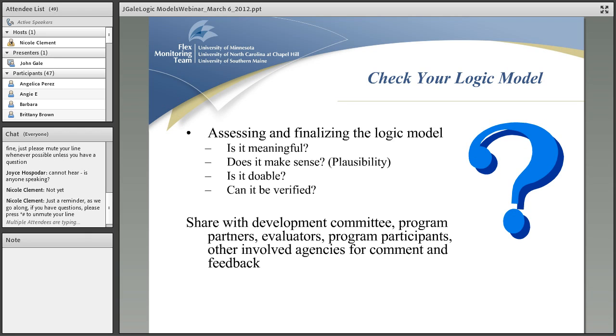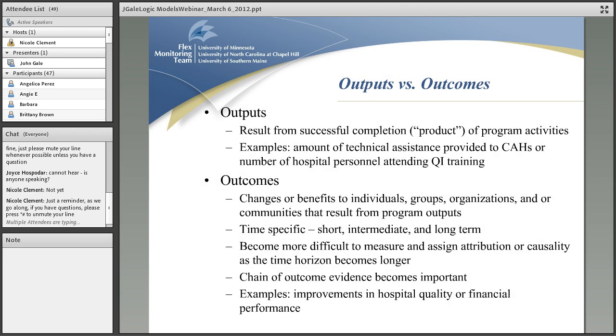And as you develop a logic model, it's always important to check it. You do that by sharing it with the program committee, with program partners, evaluators, program participants, and others involved for comment and feedback. And ask yourself some basic questions. Is it meaningful? Will it have an impact? Will it change the underlying problems? Does it make sense? Is it plausible in terms of where you're moving your activities and in making change? Can it be done? Is it possible to be done within the time frame you're expecting? Is it a reasonable workload for the resources available? And then, can you verify the outcomes?